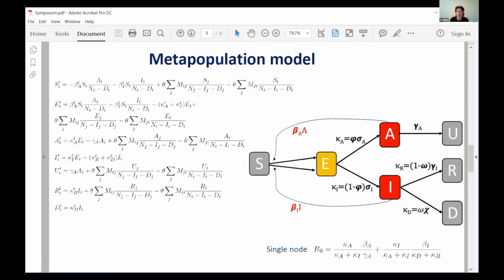I need to point out here that it's impossible from this model and the data to learn what phi and omega are separately. So what we do is we lump them together, and the parameters that we optimize are kappa A, kappa I, kappa R, kappa D, and the 2 betas.